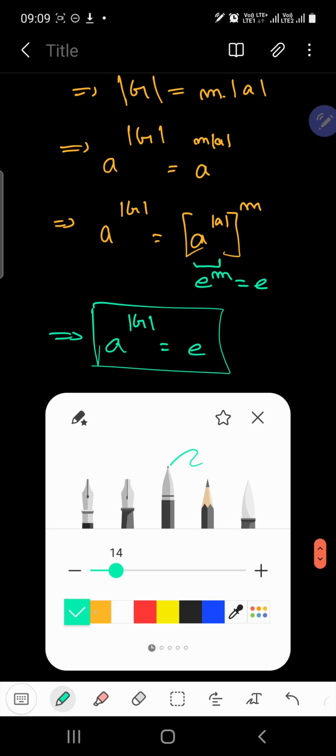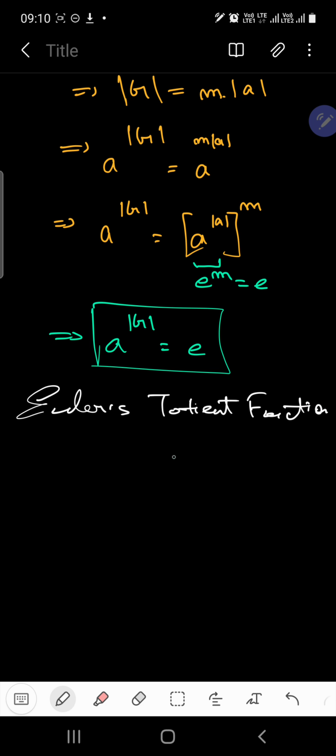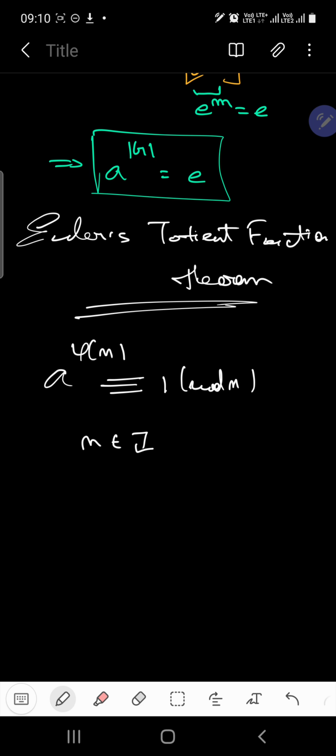We will basically use this fact to prove Euler's totient function theorem, or the phi function theorem. Euler's totient function theorem simply says that A to the power phi of n is congruent to 1 mod n, where n is a positive integer and GCD of A and n is 1. That is, A are the elements which are co-prime to n.